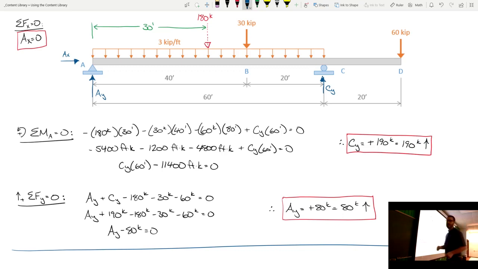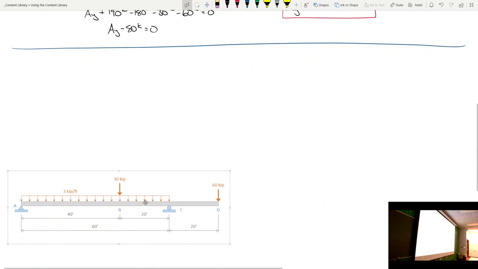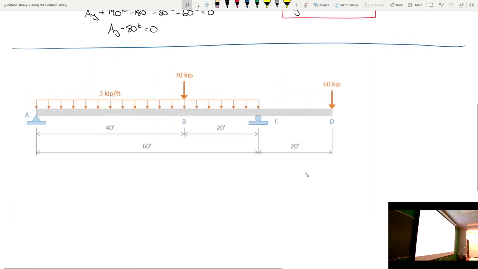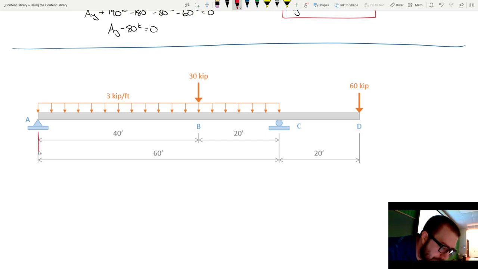Now, here's the important part. So now what we're going to do is construct a shear and moment diagram. I kind of cheated a little bit because I didn't want to have to scroll up and down, so I copied the beam over. Let me make it a little bigger so we can all see what's going on. I'm also going to put down, now that I know that this reaction is 80 kips, and this reaction is 190 kips.